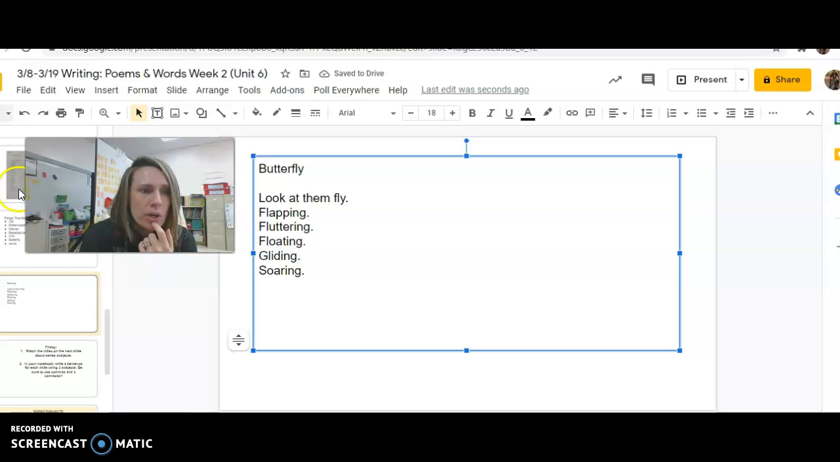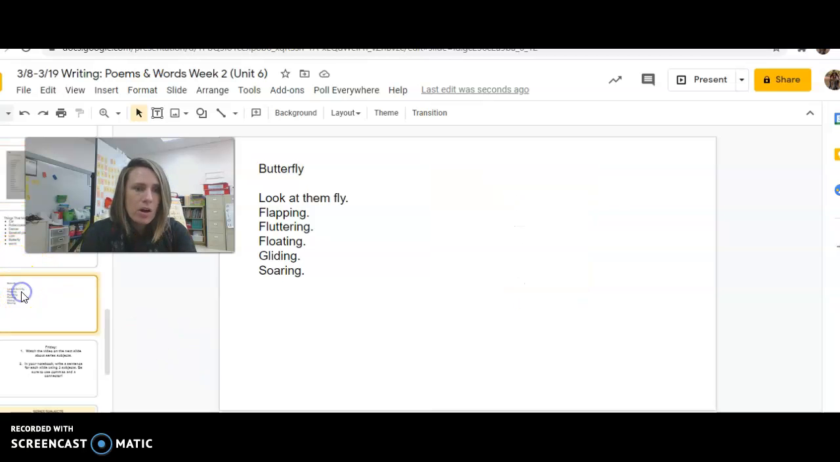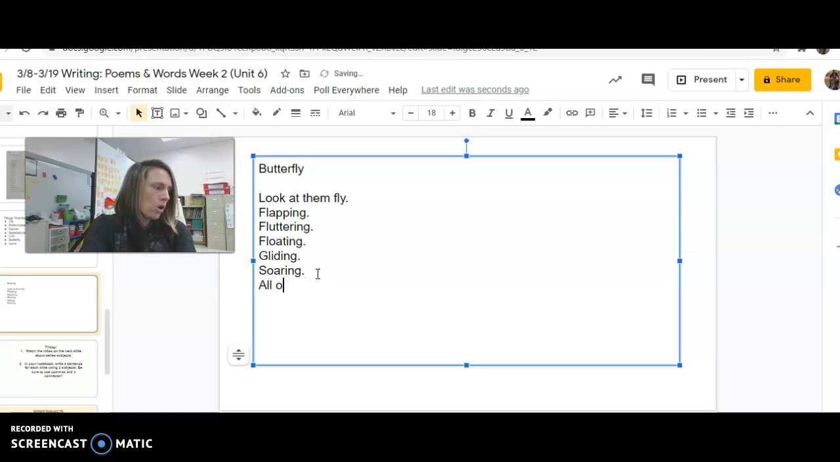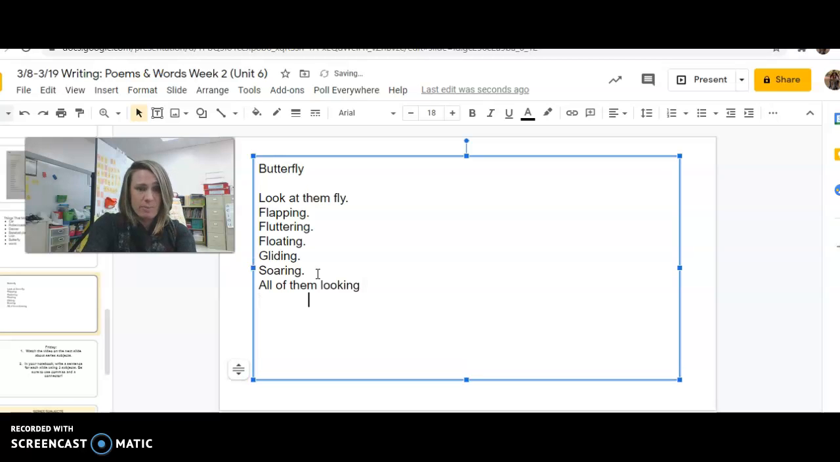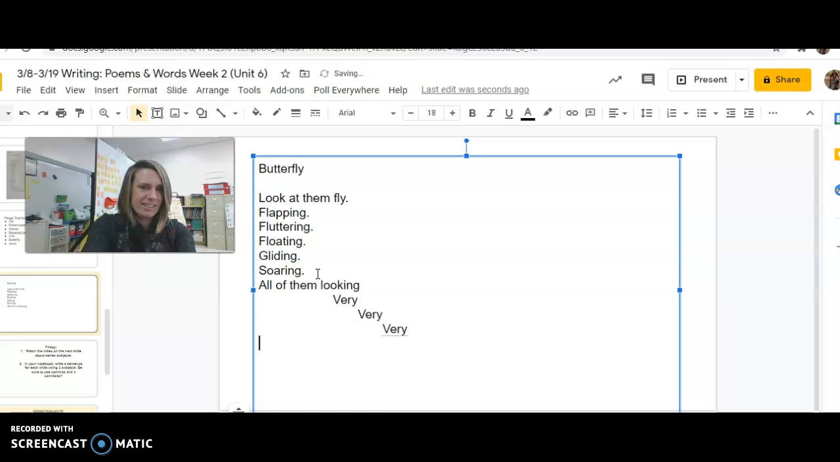And then we're going to need a word. Let's look back at this poem: with a leap and a bound. So maybe we could say all of them. Look at them fly. What could all the butterflies be doing? All of them looking very, very, very colorful. We have to repeat a word. Let's try that. Very, very, very colorful. I don't know.